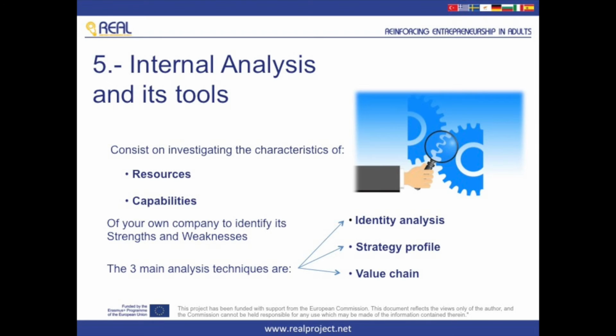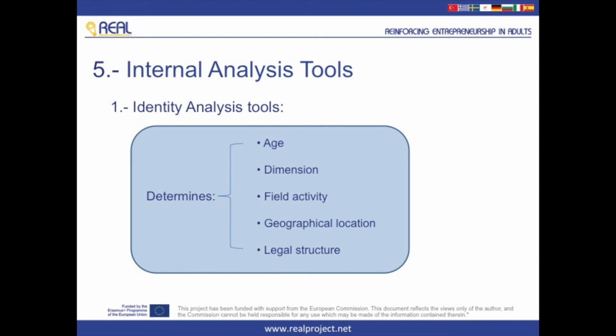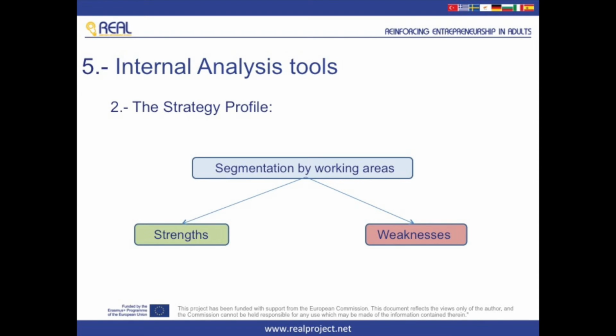The internal analysis determines the age, dimension, field of activity, geographical location, and legal structure of a company. It allows you to identify the main company characteristics using an overview of the corporate image. In order to analyze your company through the strategy profile analysis, first, you need to separate your company into different working areas: production area, commercial area, financial area, human resources area, management area, etc. This will help you to better know which of these functional sectors are competitive with respect to other working areas from the competitors. This will also allow you to identify the strengths and weaknesses of each working area. This will be very important for generating the strategic management plan.